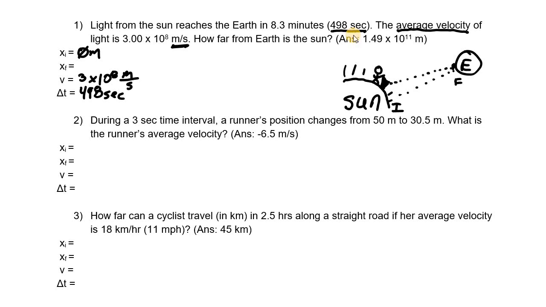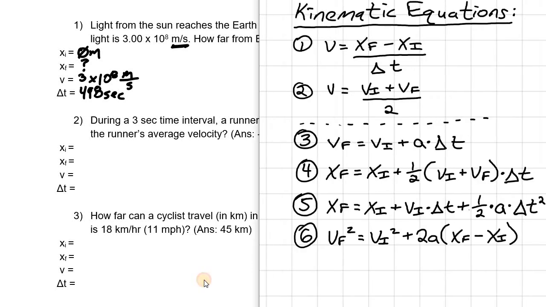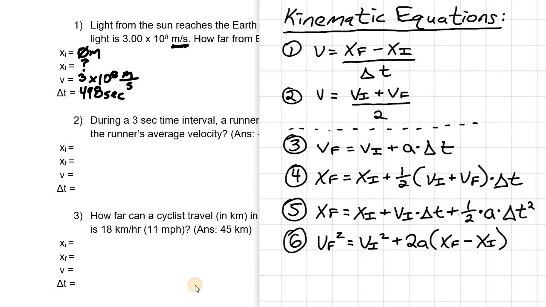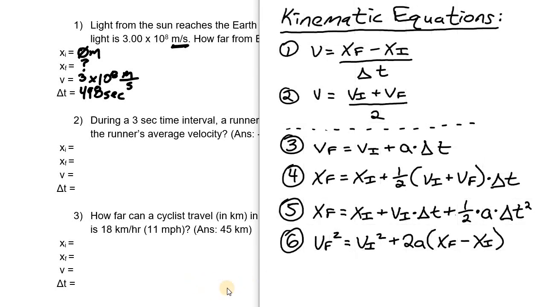And how far from the Earth is the sun? Okay, so wait a minute. If we know that the initial position is right over here and the final position is over here, isn't how far away it is really just describing the final position? Yeah, right? So that's actually what we're going to be looking for. Which one of these kinematic equations do we want to be working with? Which one will be best suited for our needs?